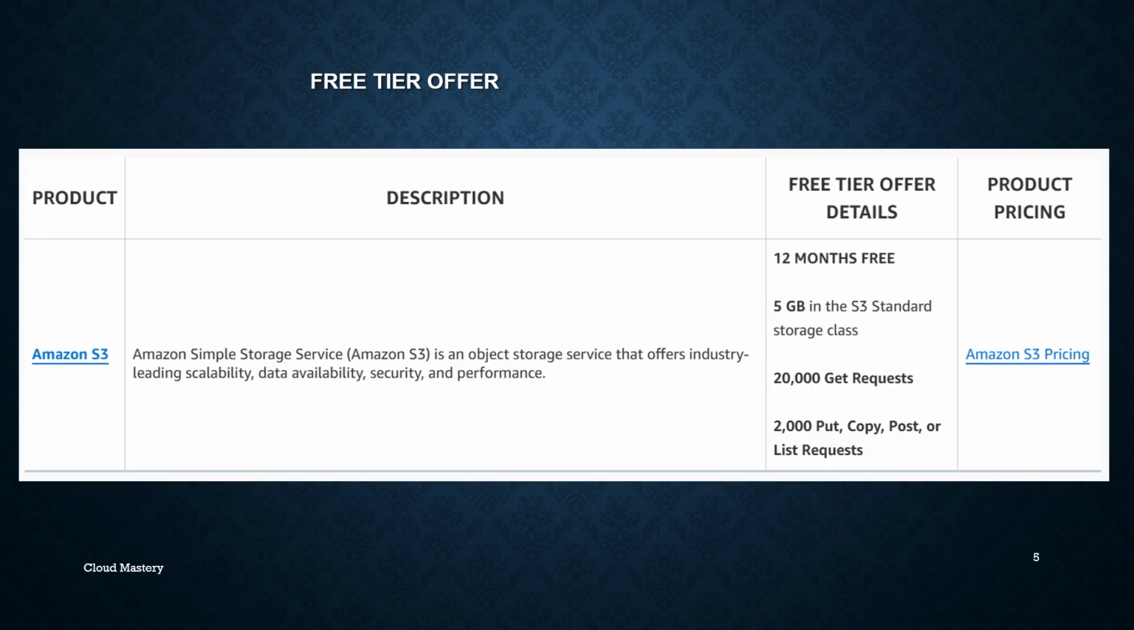Then let's talk about those candidates who have just started their journey with cloud environments and want to try something for better understanding. If you created your AWS free tier account, then you can use it for 12 months, and you can use 5 GB in the S3 Standard class, and there you can run multiple requests, like 20,000 GET requests and 2,000 PUT, COPY, POST, and LIST requests.